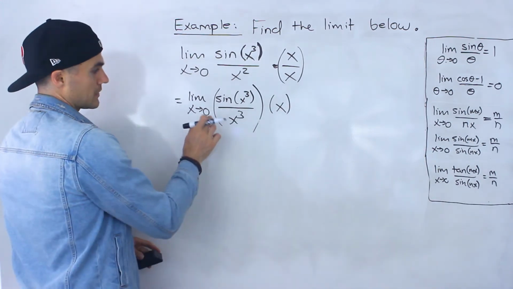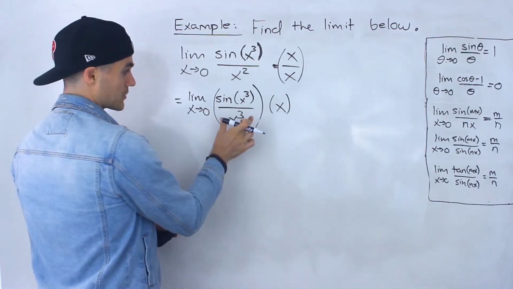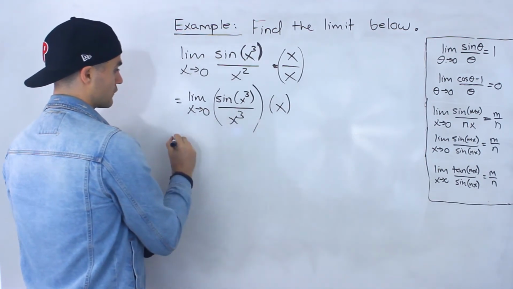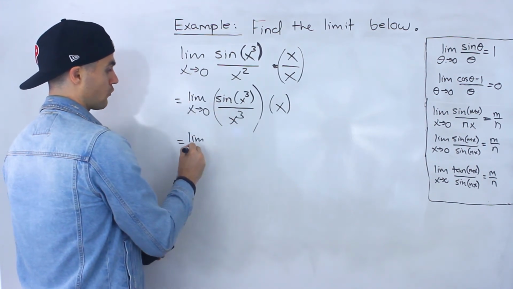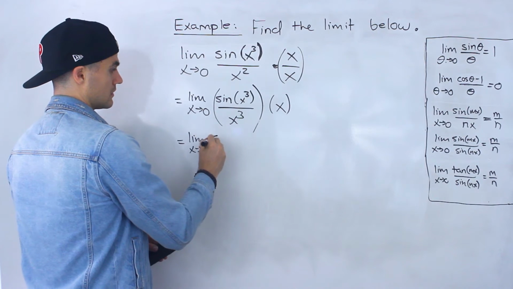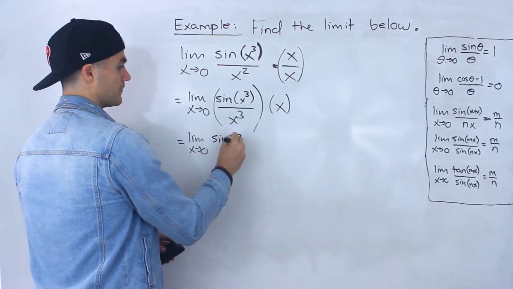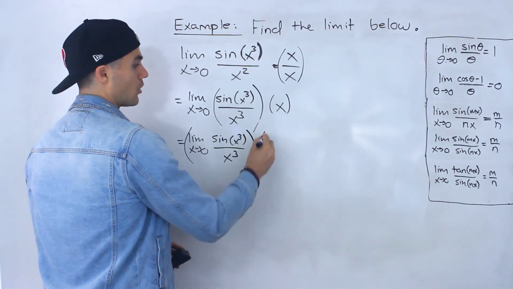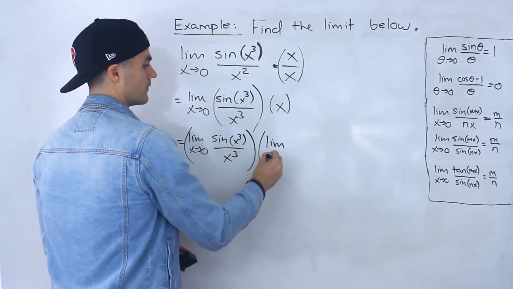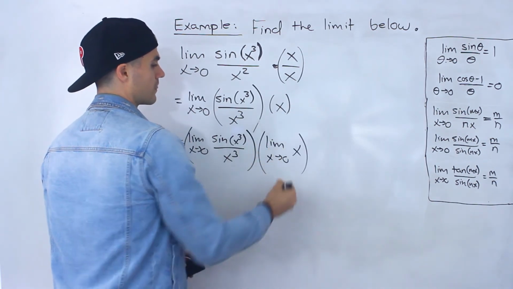And now what I'm going to do is I'm going to use limit laws. Notice how we're taking a function, multiplying it by another function. So we can take this overall limit and split it up into two separate limits that would be multiplying by each other, like that.